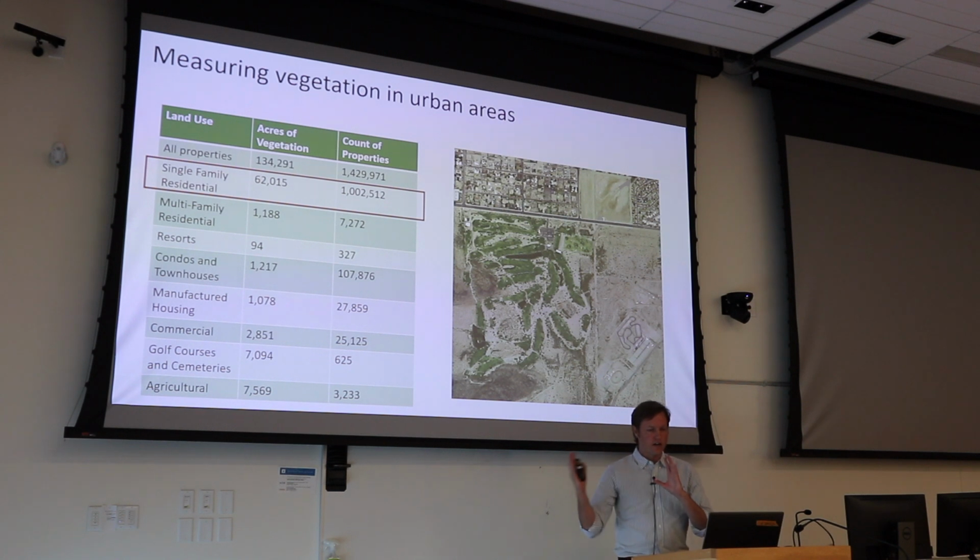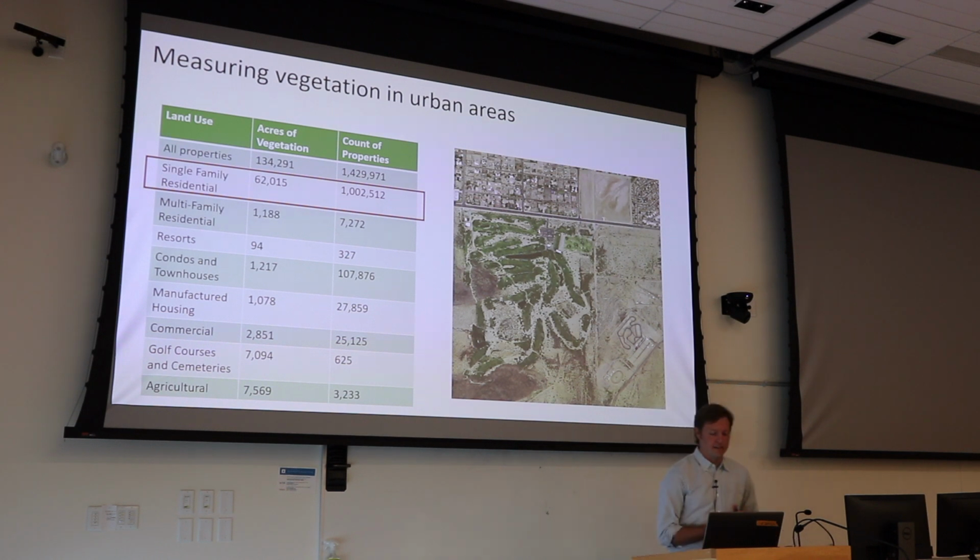So thinking back to that large image of the Phoenix metropolitan area, I'm then able to summarize land cover by land use type. So this is some interesting insights. Across the whole region, and this is desert, mind you, there's 134,000 acres of vegetation across this desert landscape.